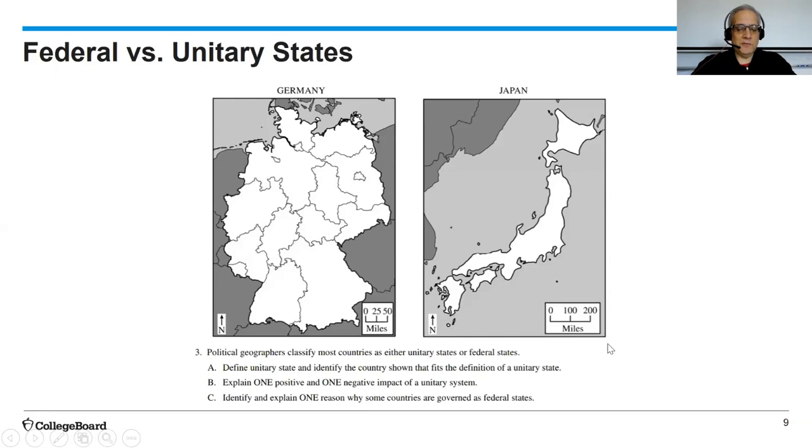And one reason why some countries are governed as federal states is because the state is very large and it makes it hard for the government to control the entire country at the same time, which makes it easier for the local governments to assume some of that political control.